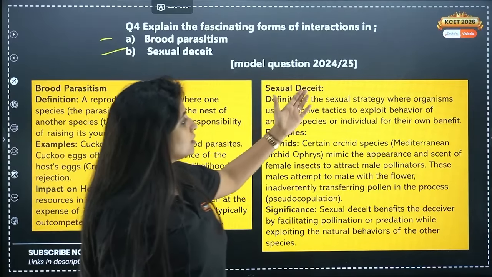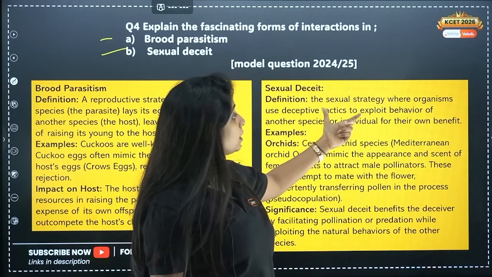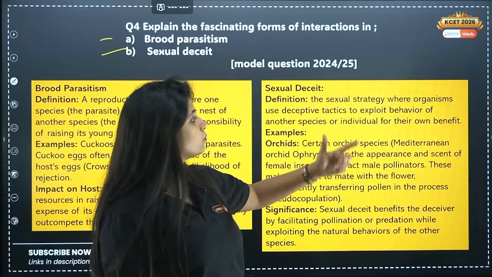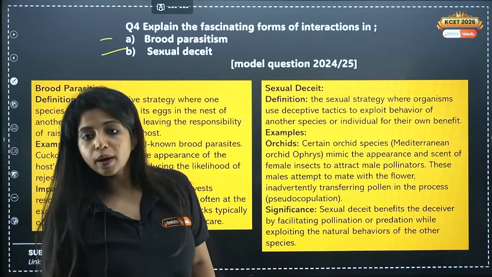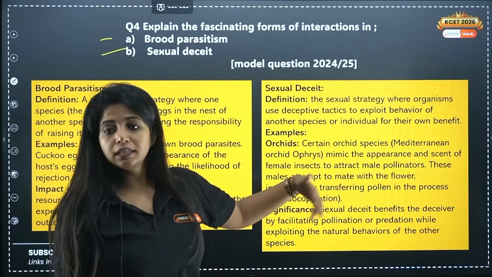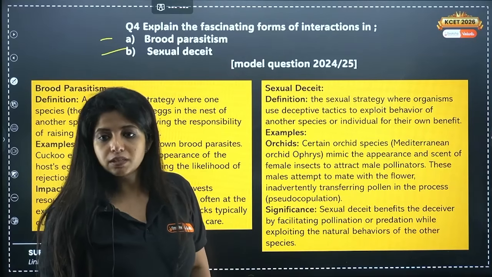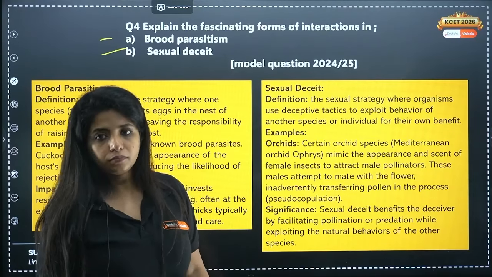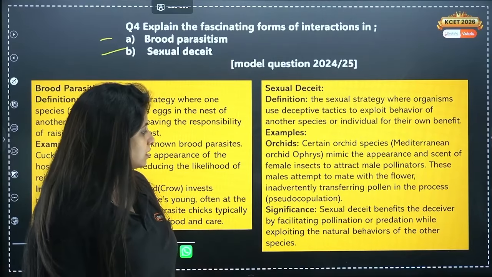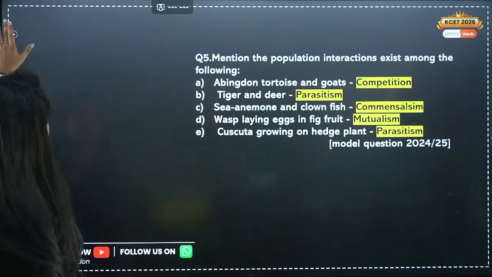Now, sexual deceit is a strategy where organisms use deceptive tactics to exploit the behavior of another species or individual for their own benefit. Then you give the example. Certain orchids such as the Mediterranean orchid Ophrys mimic the appearance and scent of female insects to attract the male pollinators. All of it, as I said, is written over here.